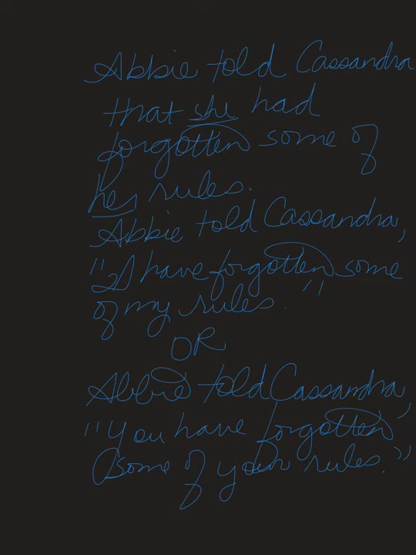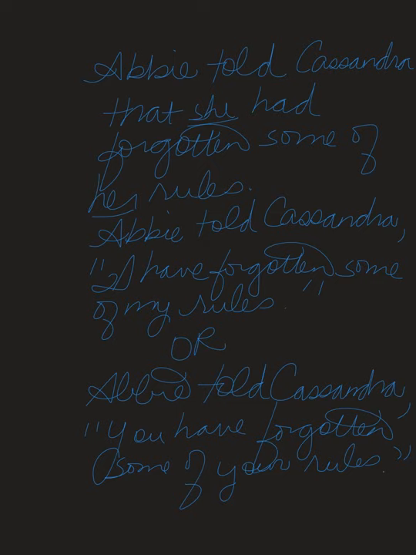Abby told Cassandra that she had forgotten some of her rules. Okay? So is Abby saying, Cassandra, you forgot some of your rules, or is she saying, Cassandra, I forgot some of my rules? Well, we don't know, okay? So word it so that it is clear.